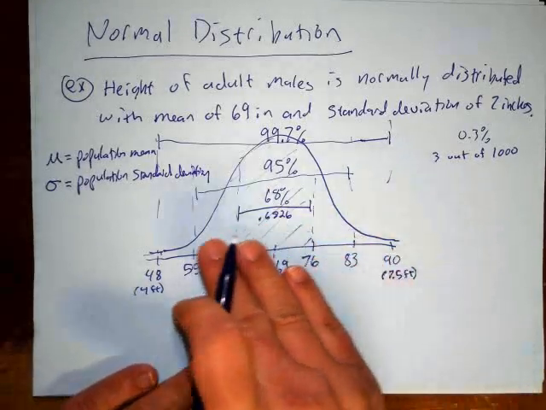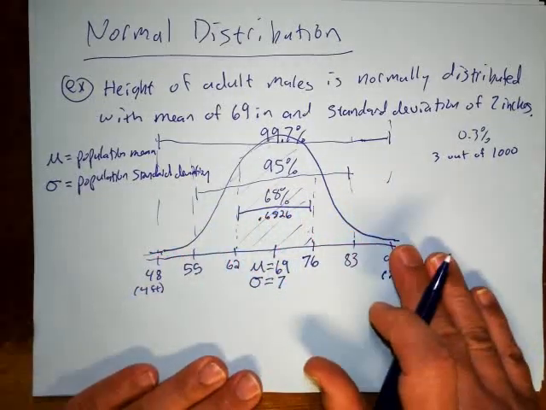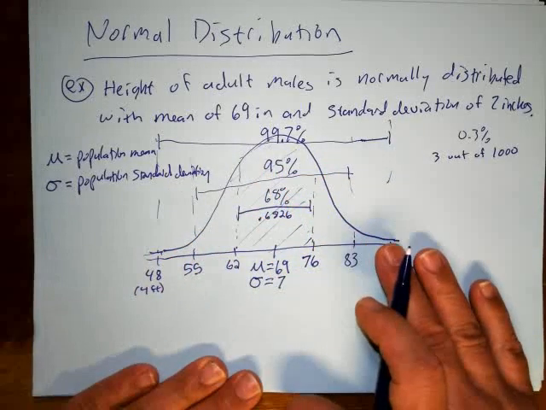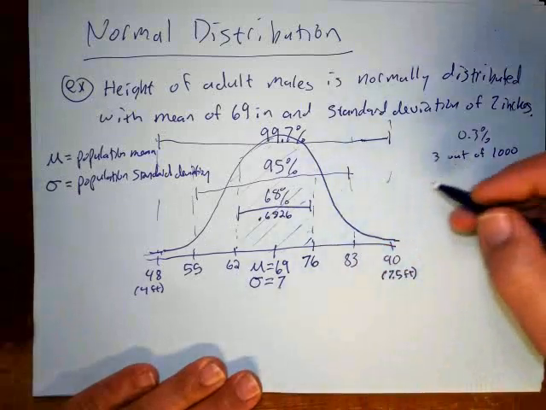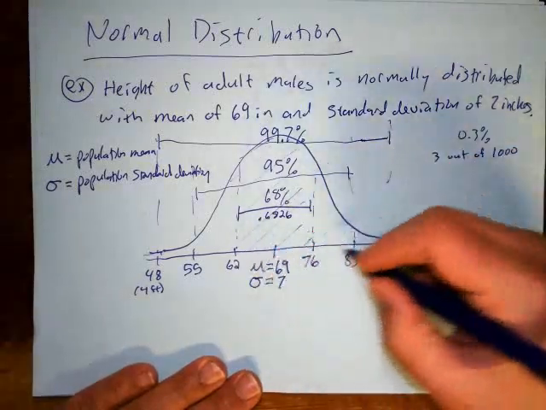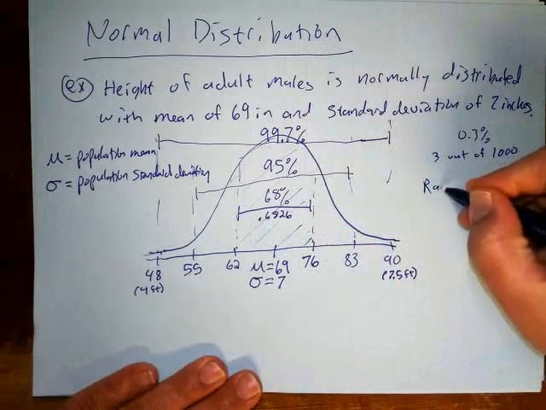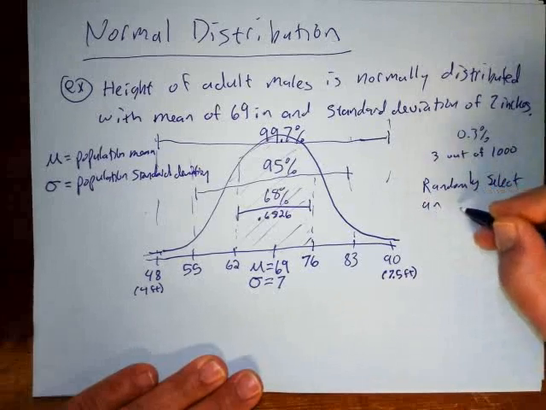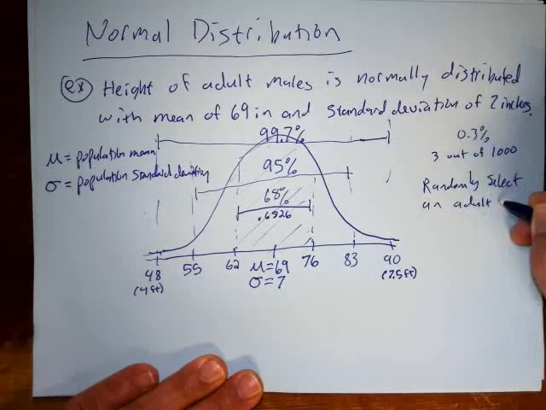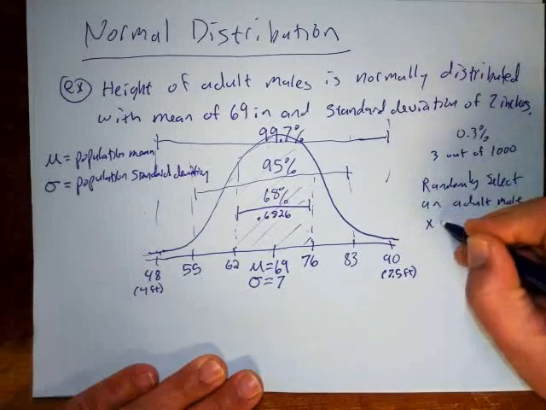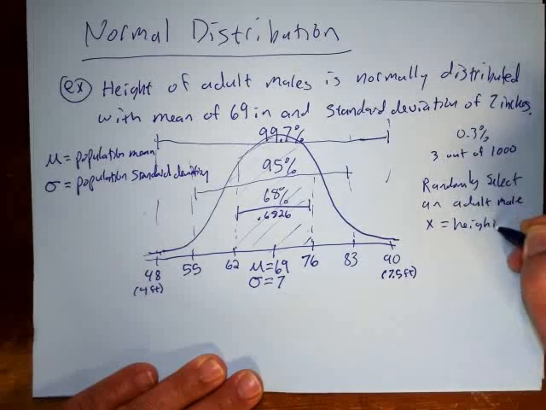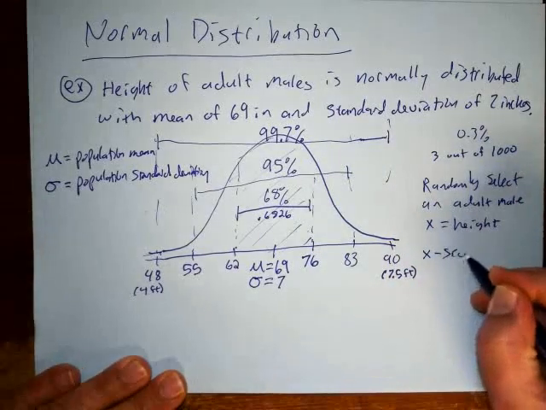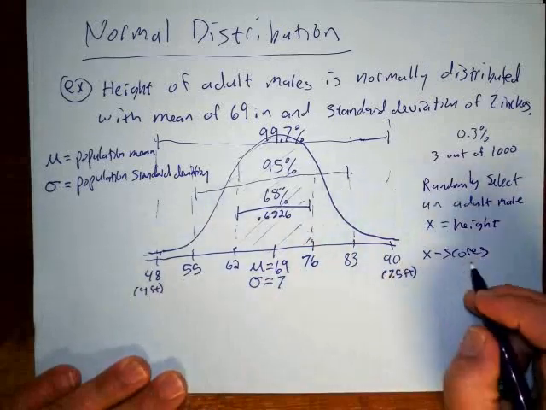This 4-digit decimal number you can think of as a probability. You can think of the area underneath the whole curve as 1, just like if you add up all the probabilities in a probability distribution, it would equal 1. You could consider this a probability distribution where you randomly select an adult male, and you let x equal the height of the adult males. Then these along the bottom are what we call x scores, the x values.